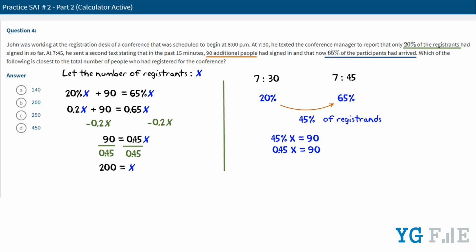And dividing both sides by 0.45, we get that x is equal to 200. So we get the same result as our previous method. And therefore, the answer for this problem is B.